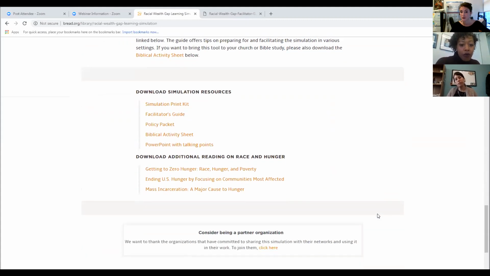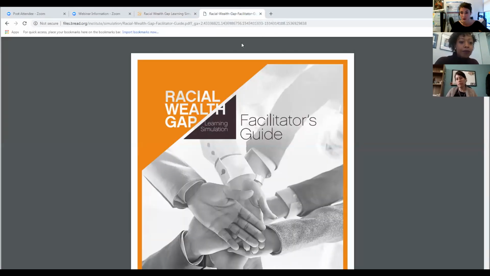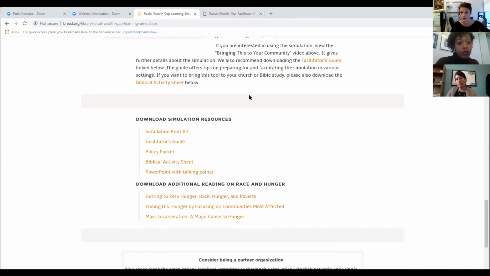it's very, very helpful because it provides all of the downloadable simulation resources. So it has the print kit, that's gonna actually be the actual simulation. So the simulation that has the race cards, the participant policy cards, all of those items. It tells you all the instructions based on how large or small your group is. All of that's there. There's also the facilitator's guide, which I want to go into a little bit more depth in a little bit. There's a policy packet also, which you'll see that is helpful for you as a facilitator, just to kind of feel more comfortable.